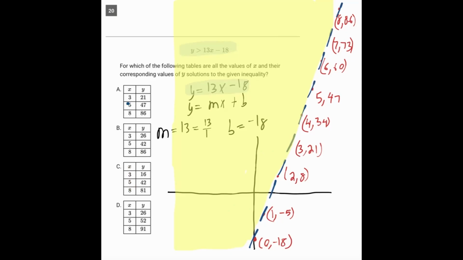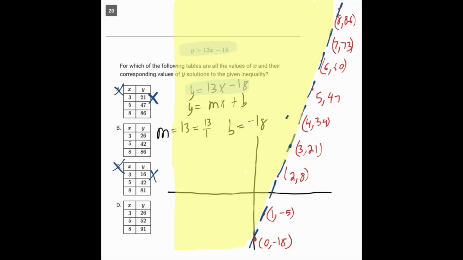Any points that are correct right now have to be in this yellow area. Now let's look at the answer choices. A is giving us (3, 21). Now, if you're greater than a certain line, you can't necessarily be on that line. So (3, 21) is out. It would have to be (3, 22), (3, 23), something that says that, yeah, we are above that line, not directly on it. Similarly, (3, 16) has to be out because that's definitely below the line. It's got the same x-value, but it's below because it's got a lower height. So then we've already gotten rid of A and C.